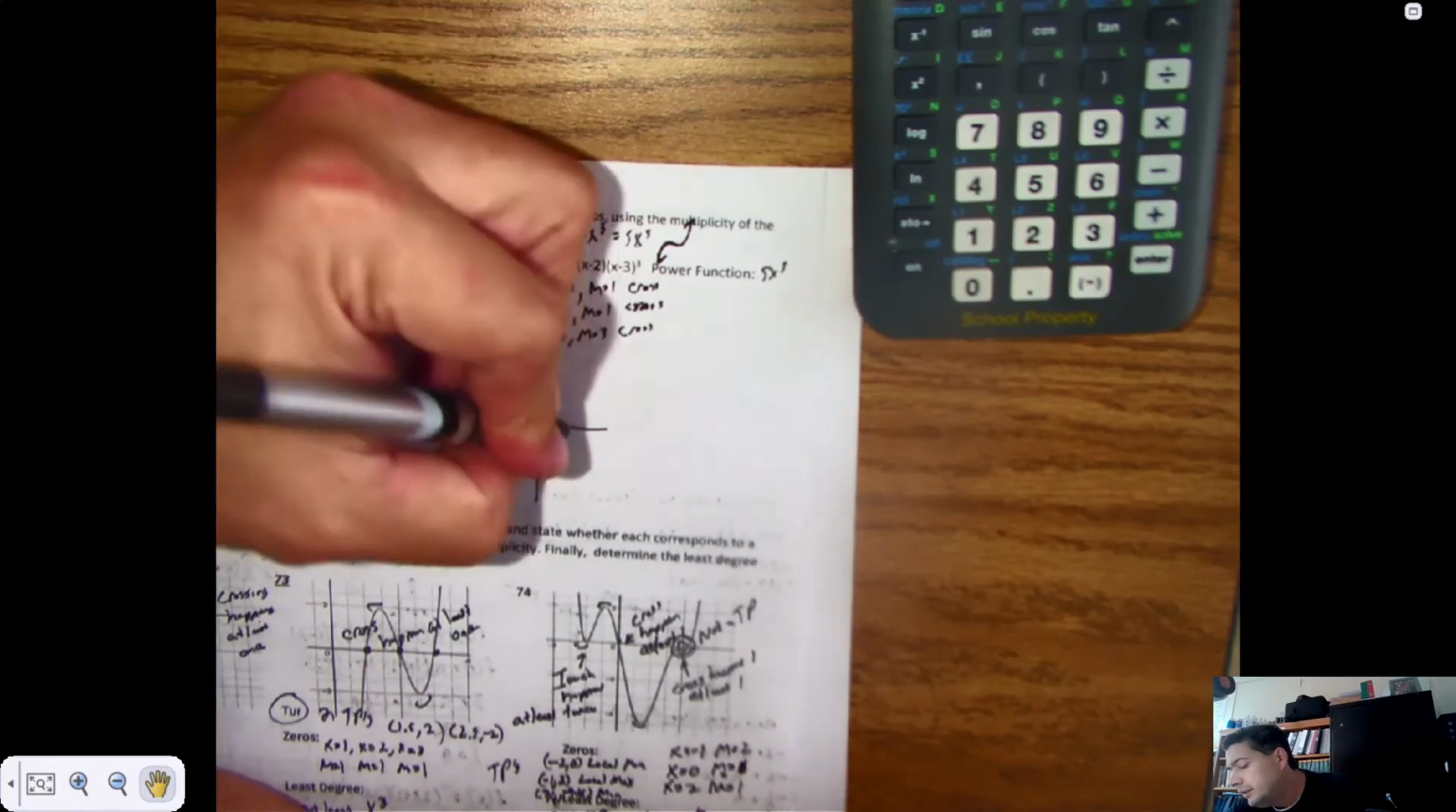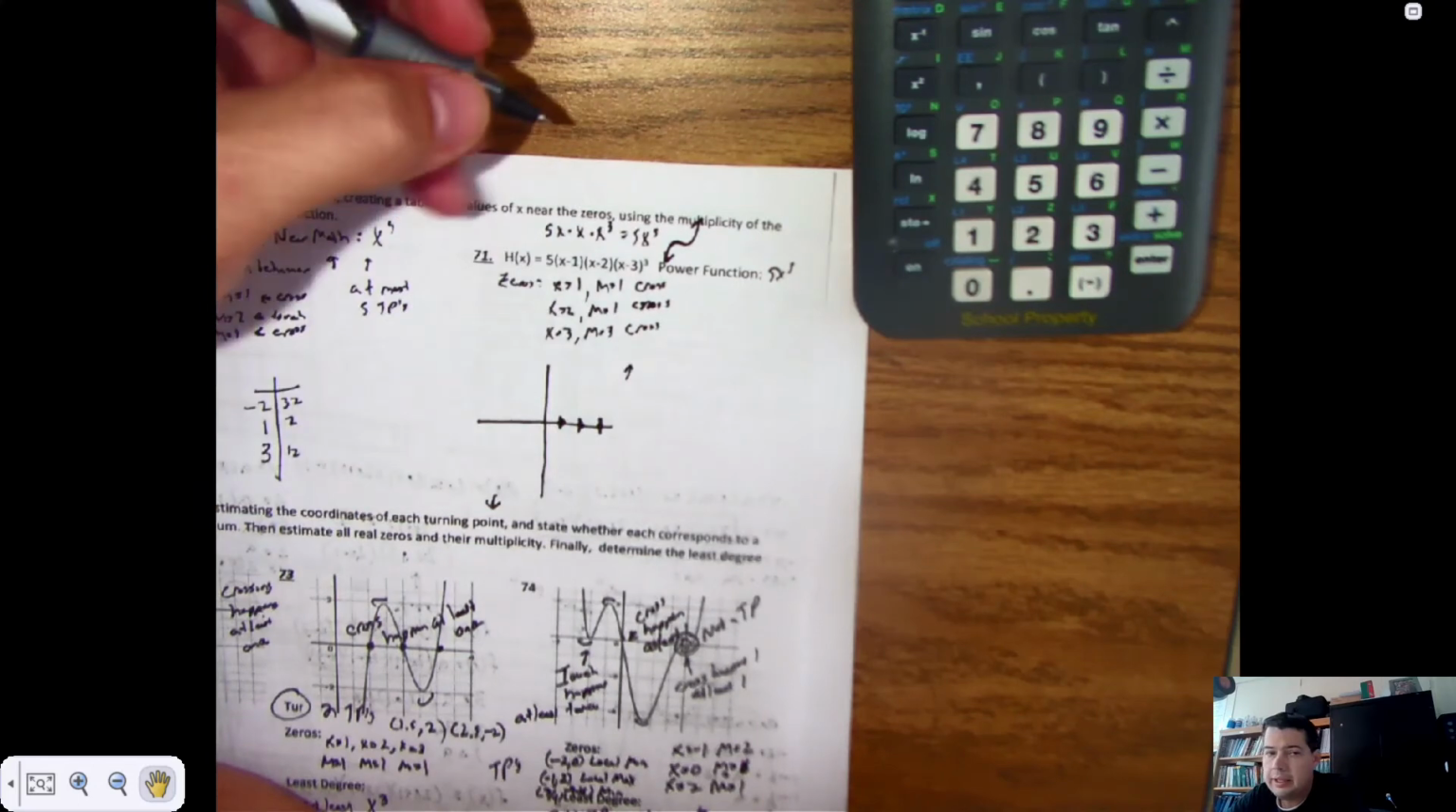One, two, three. This thing is going to start low and end high. I don't really need to plug a whole lot of stuff in here.